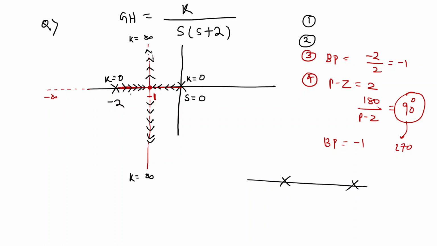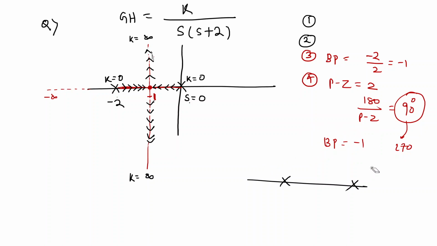Now your poles are moving. You can see your poles are moving from -2 towards -1, and from s equal to 0 to -1 also your pole is moving, right? Yes, sir. They are moving towards the break point. But the break point is -1. At the -1 point, do you know what the k value is? No, sir.